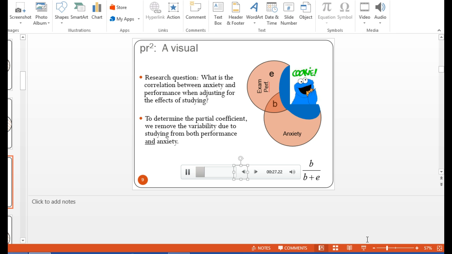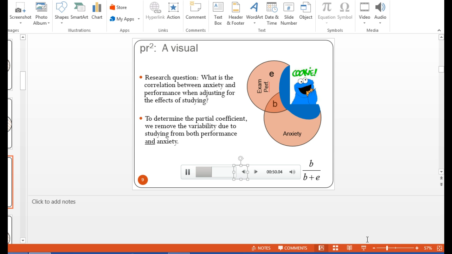It's taken away from the DV, so there's a chunk out of the DV, and also there's a chunk out of the IV. So the effects of studying on the DV and on the other predictor, anxiety, have been completely removed, and so we can just focus on the relationship between anxiety and performance.